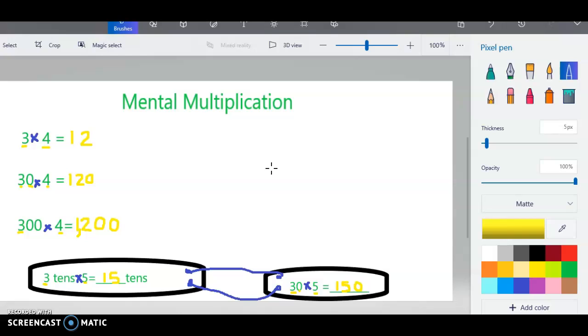So what we're going to do is practice some mental multiplication in your Math 3A practice book. In your book, it's going to look like this. You're just going to put in 15 tens, and then it will show you it in the numerical form, like 30 times 5 is 150. You will go ahead and complete it. You're going to be doing page 134 in your Math 3A practice book.